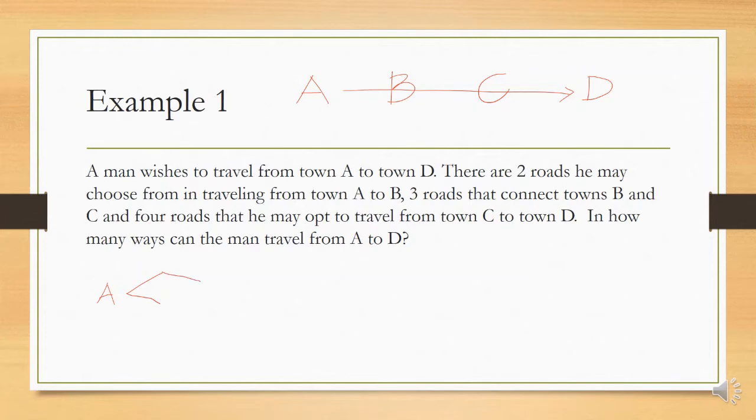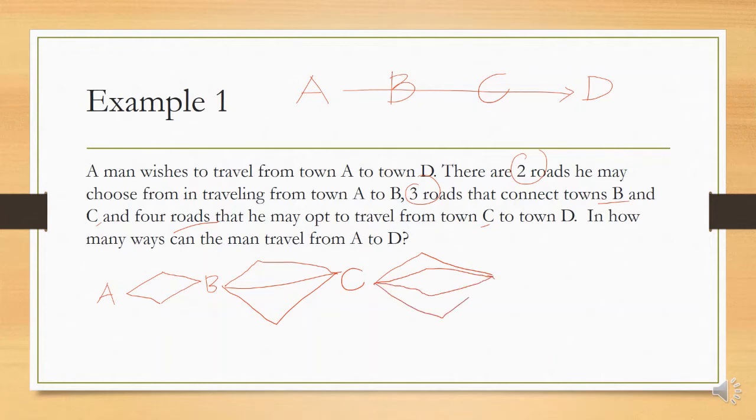Okay? So, dito sa daan natin, from town A to town B, 2 ang daan. Tapos, 3 daan sa papuntang B to C. So, kung i-draw natin, 3 yung daan, okay, from town B to town C. And then, 4 na daan from town C to town D. So, kung 4, ayan, magko-connect dun sa town C to D natin.